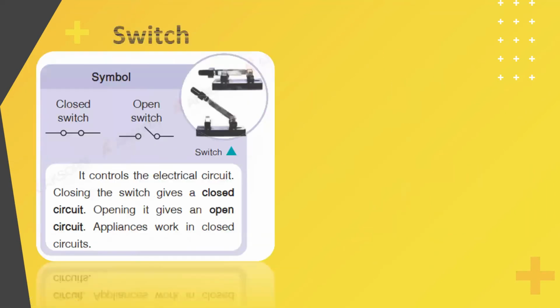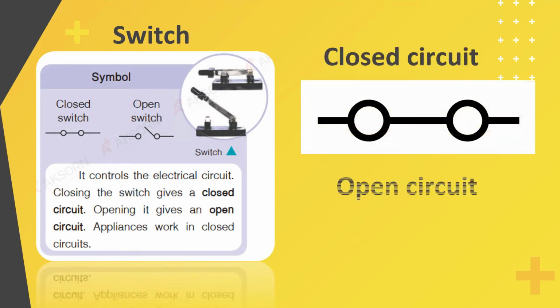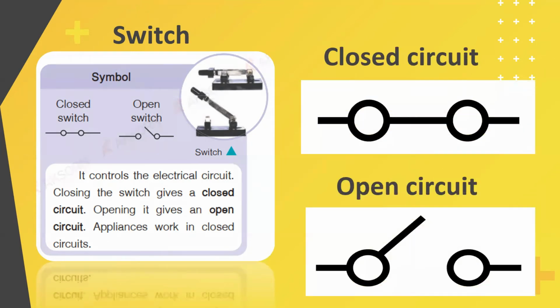Next, we have the switch. What does the switch do? It controls the electrical circuit. Closing the switch gives a closed circuit. Opening it gives an open circuit. Appliances work in a closed circuit. Now, this is the symbol for closed circuit, and this is the symbol for open circuit.